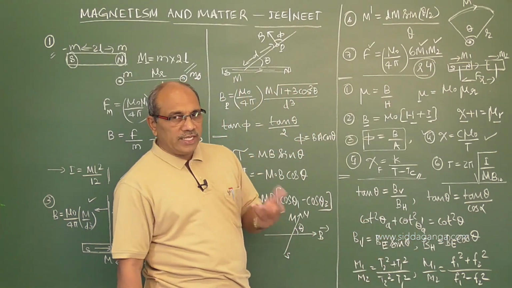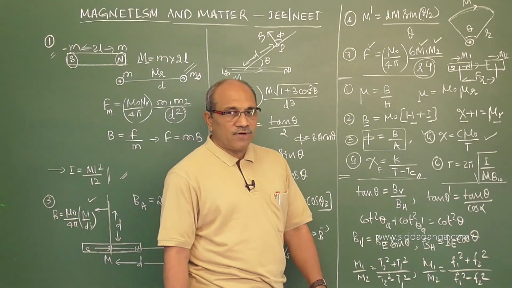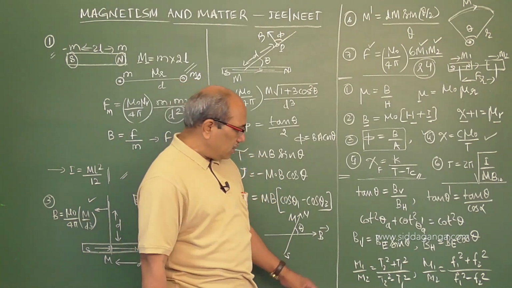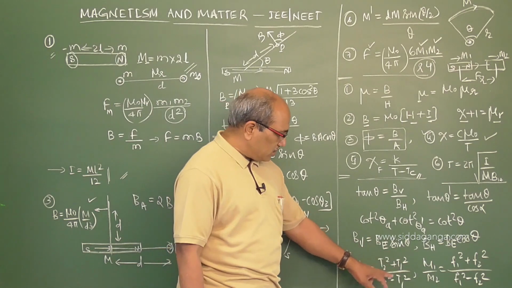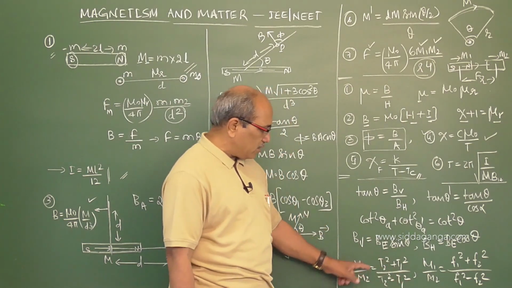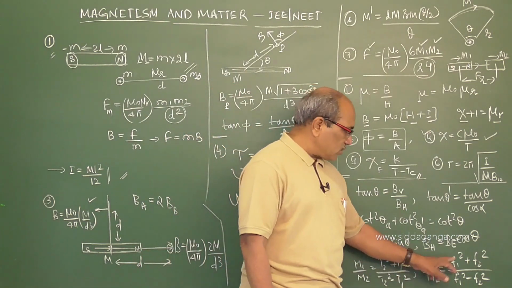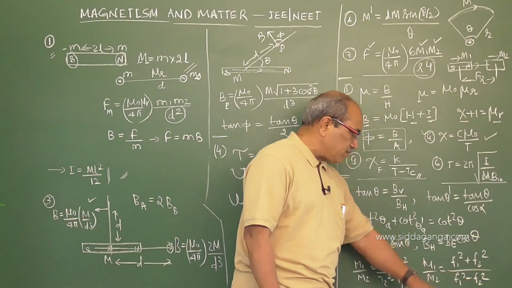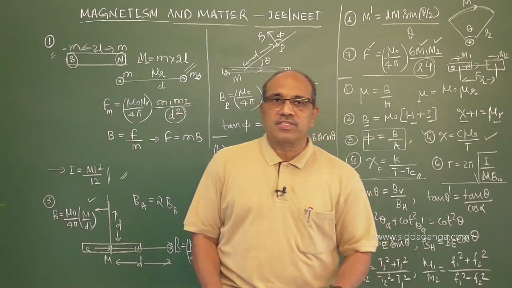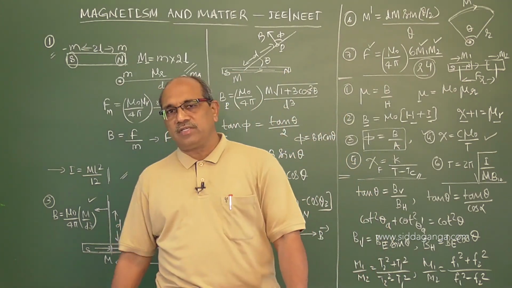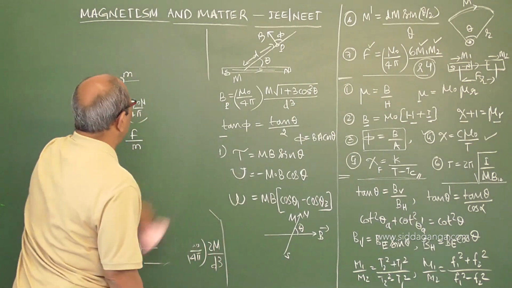If the two magnets with like poles together and unlike poles together are kept and the vibration magnetometer is used to compare the magnetic moments of the two bar magnets, M1 by M2 equals (T2 square plus T1 square) by (T2 square minus T1 square), like poles together, unlike poles together. Even in terms of frequency, (F1 square plus F2 square) by (F1 square minus F2 square). If we keep these relations in mind, any problems of this chapter, magnetism and matter, can be solved easily. Let us go to the questions one by one from this unit.